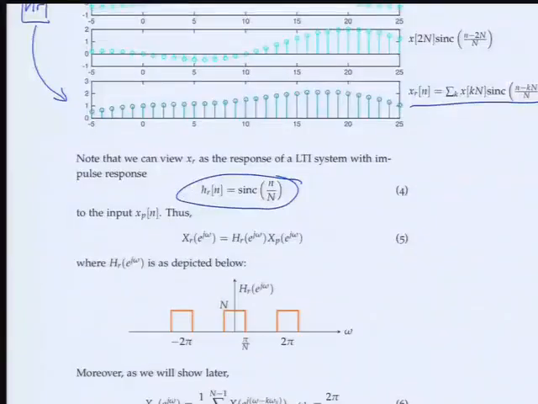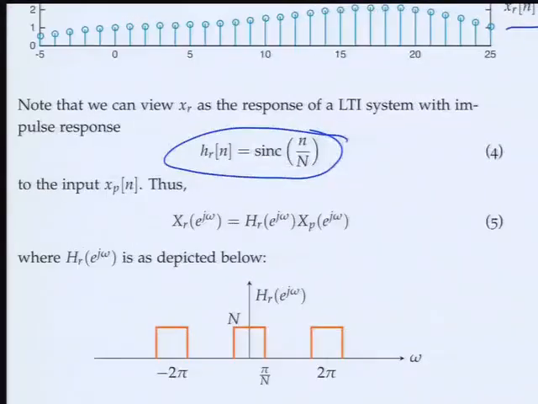And you can answer that by taking the Fourier transform, DTFT of this h_r. It's going to look like this. Okay? Cutoff is pi over N. Of course, this is DTFT, right? So it's going to be periodic with 2 pi and all that. You know this. And then the amplitude is N. Okay?